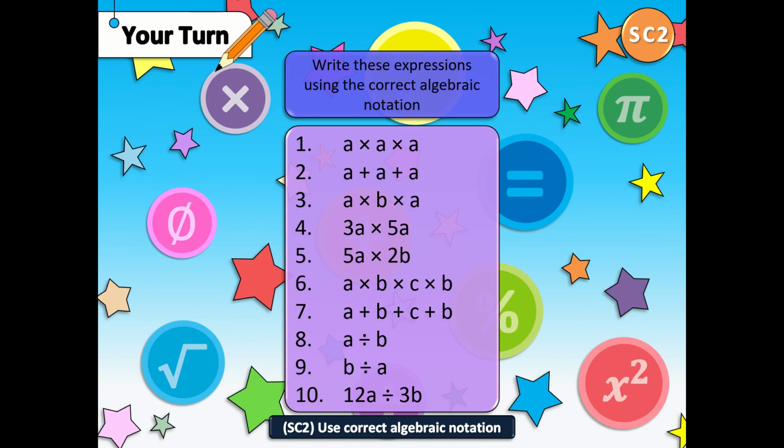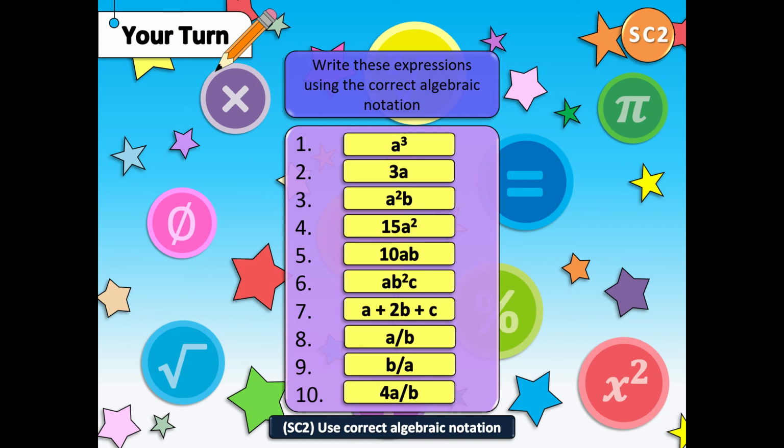Here's some questions for you to have a go at. Pause the video, and when you're ready to mark your work, press play. Here are your answers, so you can mark those.